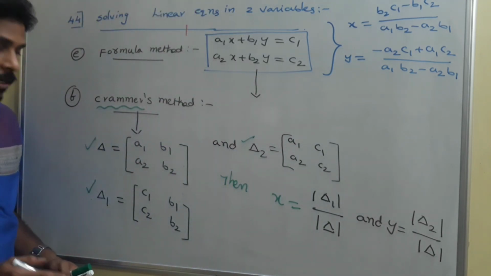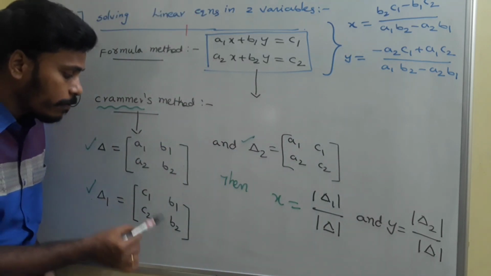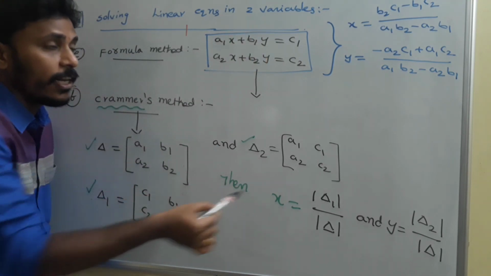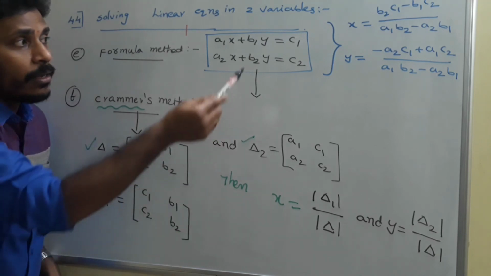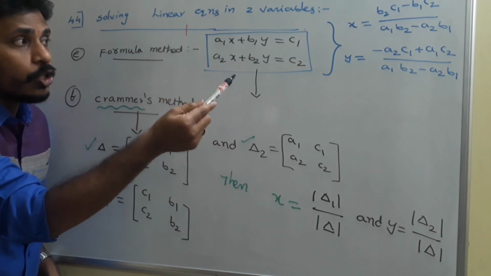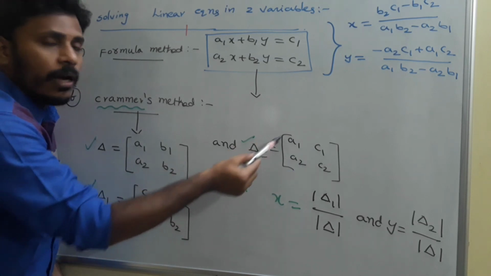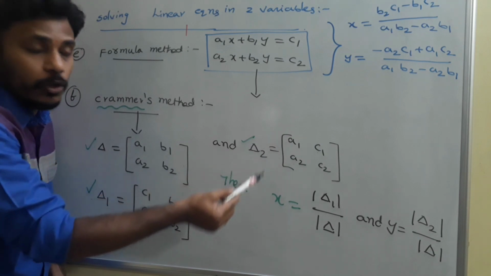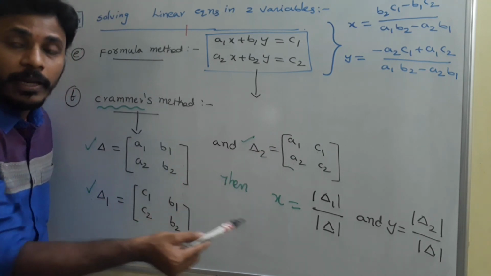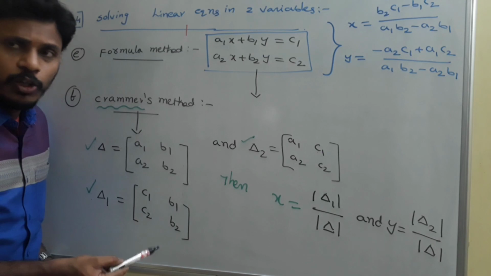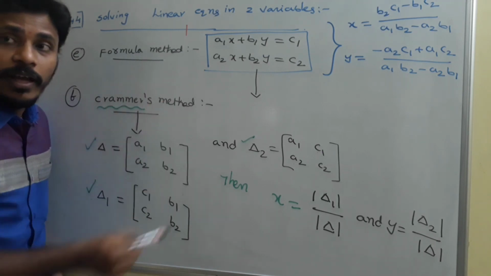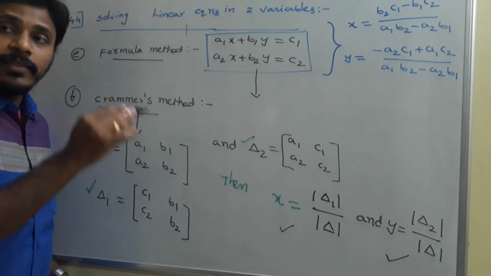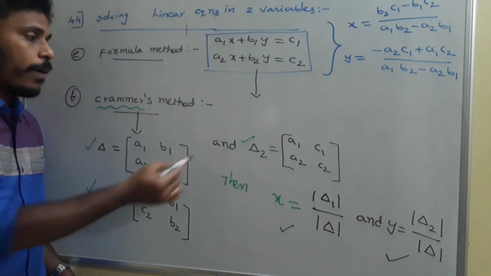That's simply Cramer's method. The determinant of delta 1 is b2 c1 minus b1 c2, that's the numerator, and the determinant of delta is the denominator. Coming to y, the numerator is a1 c2 minus a2 c1, which is simply the determinant of delta 2. So y is the determinant of delta 2 divided by the determinant of delta. According to Cramer's method, to find the variables x and y, we use these formulas, where delta, delta 1, delta 2 are these matrices.